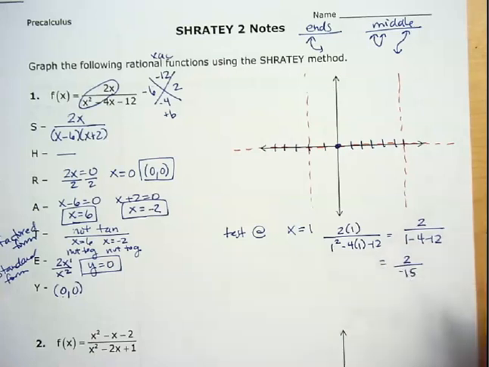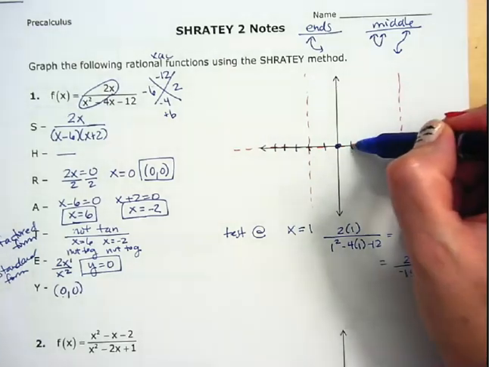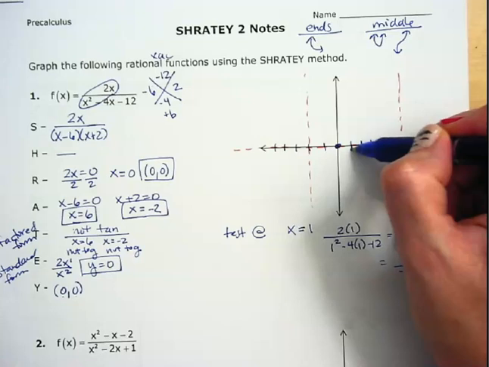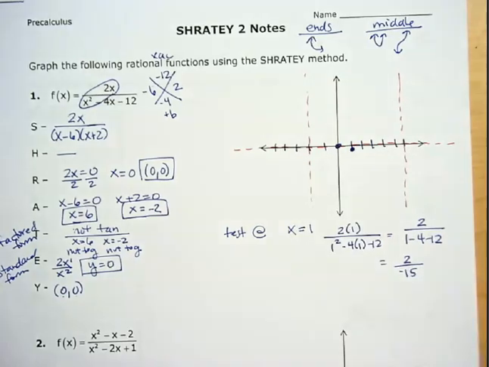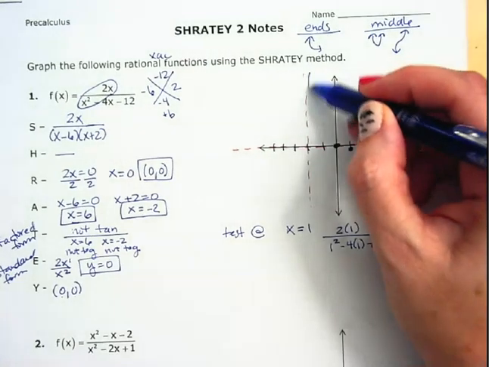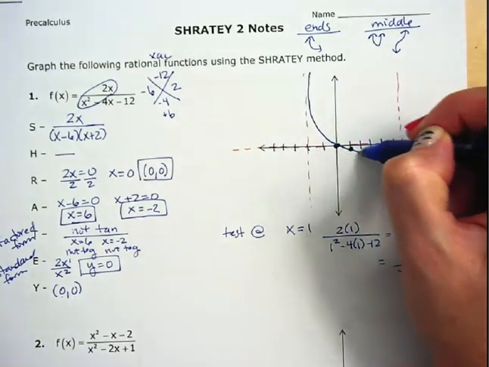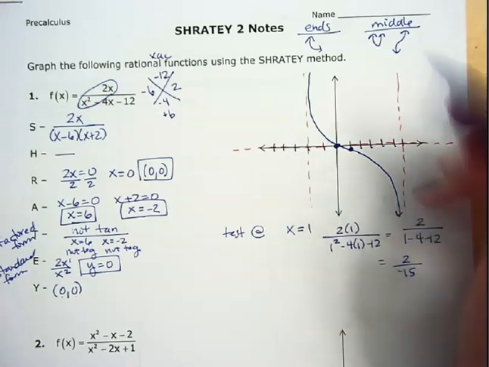This is going to give me -2/15. So when x is 1 here, y is -2/15, somewhere here. This is enough information for me to complete the middle. I knew it was going to be an x cubed shape, and now I know it faces this direction.